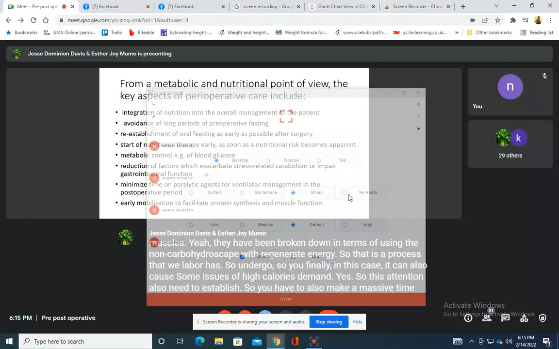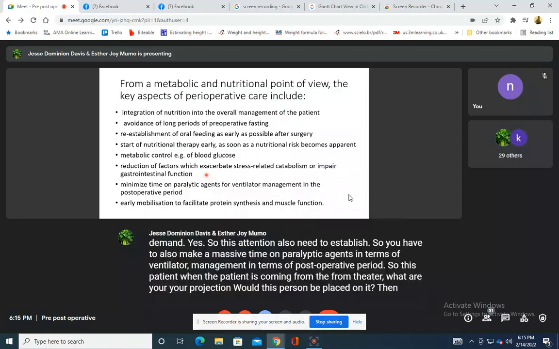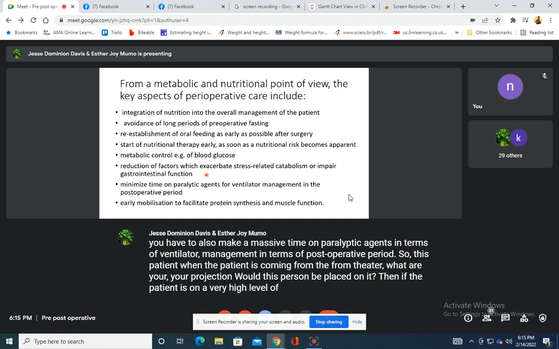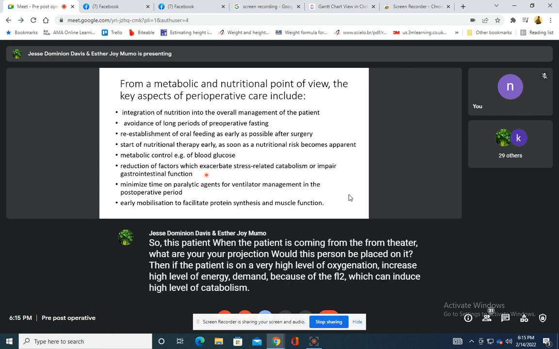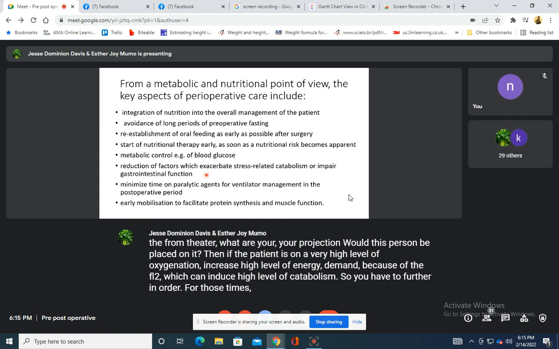Agents, in terms of ventilator management, in terms of the post-operative period. So when the patient is coming from theater, what is your projection? Will this patient be placed on the vent? If the patient is on the vent, there is a high level of oxygenation increase and a high level of energy demand because of the FiO2, which can induce a high level of catabolism. So you have to factor in all those things so that you are able to properly calculate your plan.